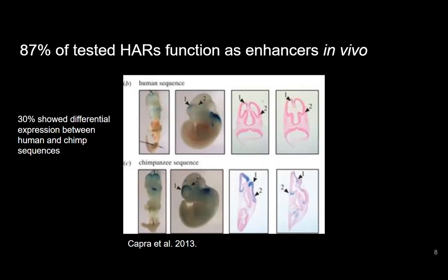And so here you can see expression in the spinal cord, you can see expression in the brain and near the eye. If you zoom in, you can see that even more specifically. But using these types of assays, they were able to show that not only were these predicted to function as enhancers, but we could also show this in vivo. And interestingly, 30% of these HARs show differential expression between the human and chimp sequence. And so this is important because it shows that the sequence differences that happen in humans specifically are causing a functional change.